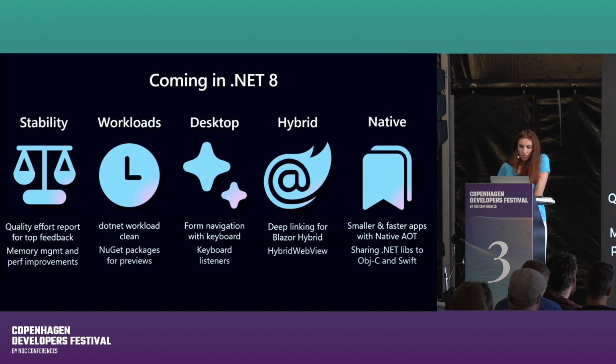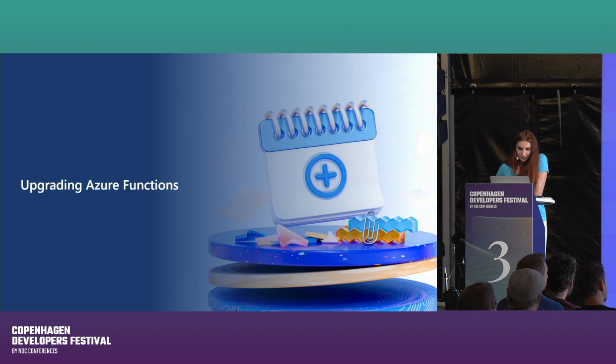Also, there is a way of building hybrid applications with Blazor and MAUI, and we added deep linking for Blazor hybrid, hybrid web view, so that's another option for how you can build your apps. And it's smaller and faster apps with native AOT. As I said before, we introduced lots of improvements to native AOT APIs.